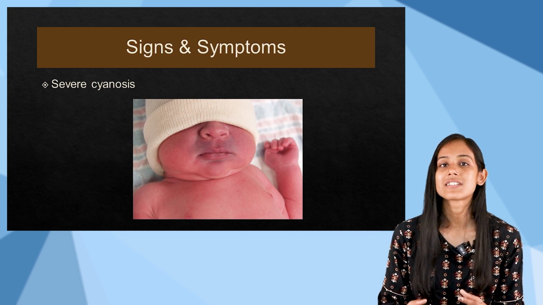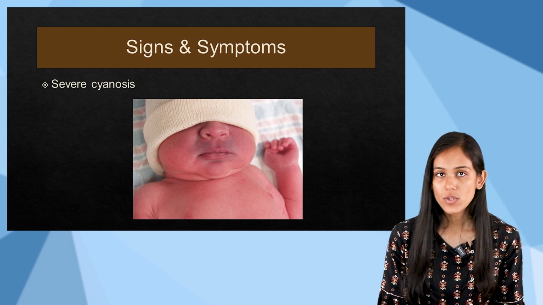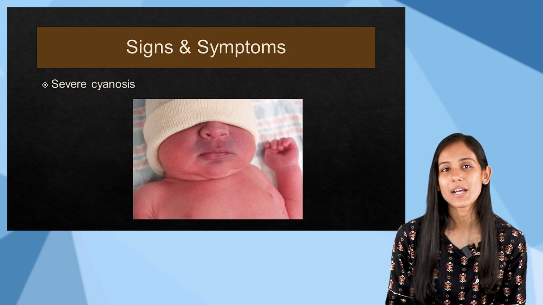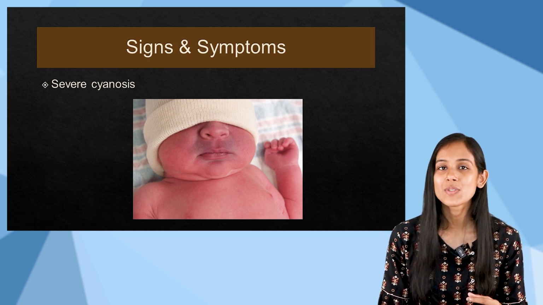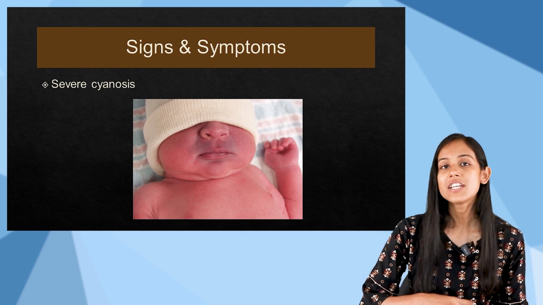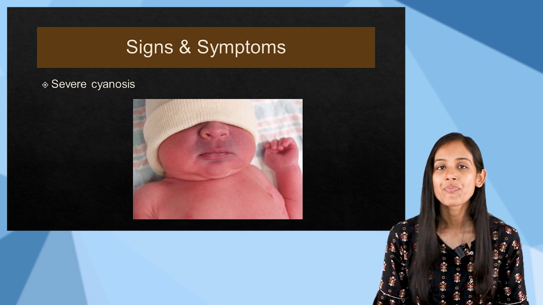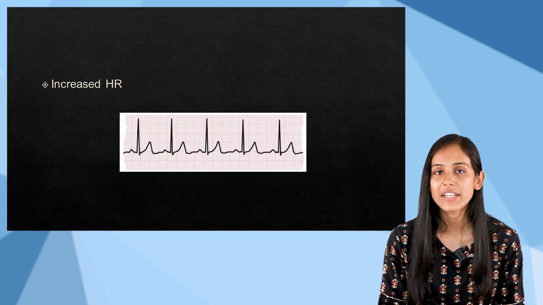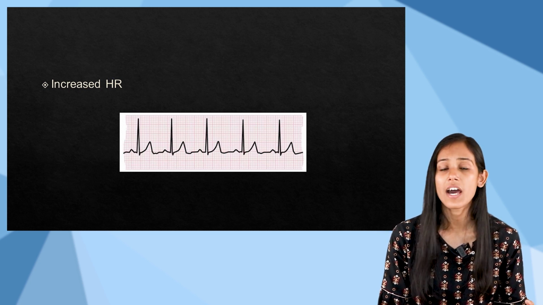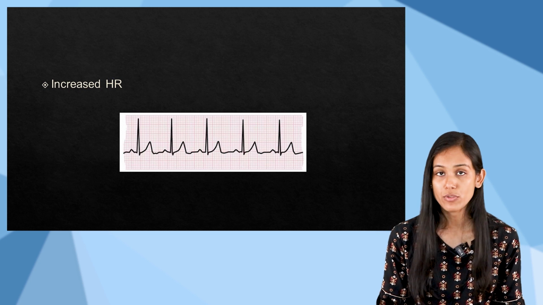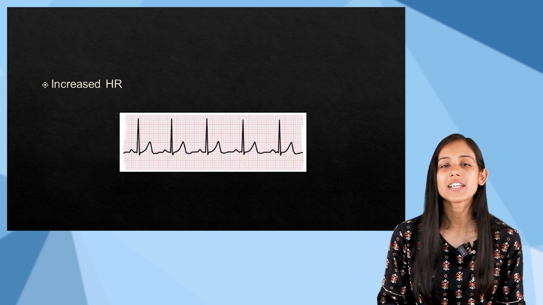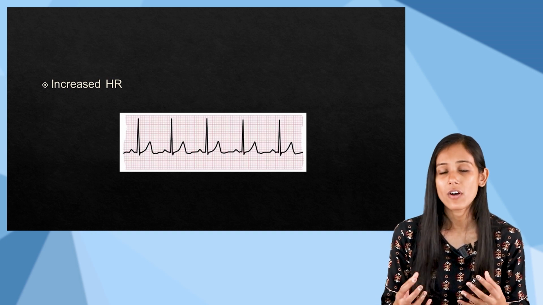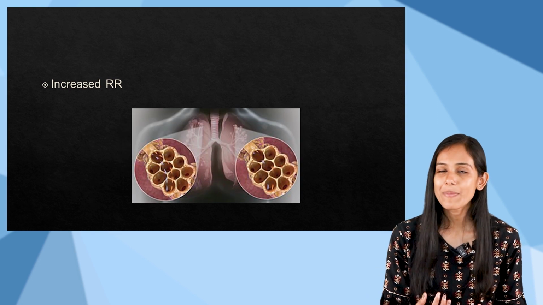So the child will have cyanosis. And remember, this cyanosis will be severe because only some of the oxygenated blood would enter the systemic circulation through these defects. So most of the deoxygenated blood is going to the circulation, right? So that's why there will be severe cyanosis. And then the baby will have increased heart rate because the tissues and the organs aren't getting oxygen, so the heart thinks, if it beats faster, it might get oxygen. So it would try to beat faster. Okay, so there will be increased heart rate.